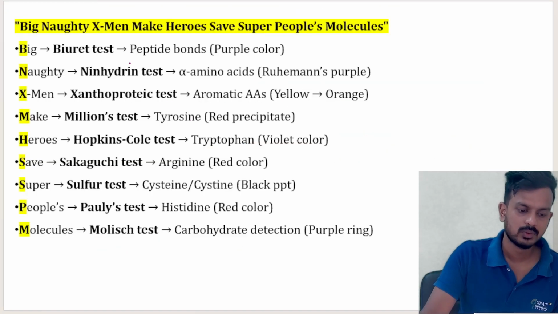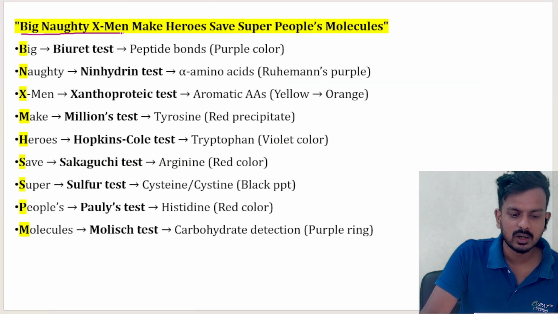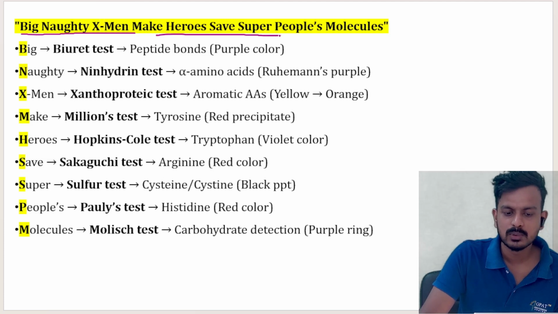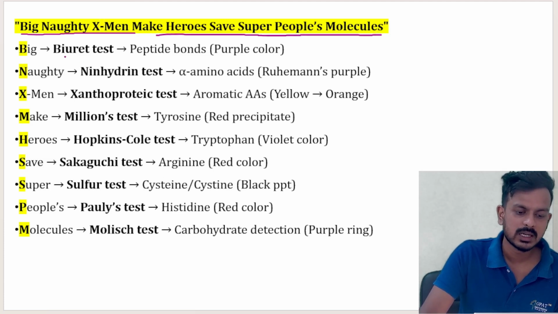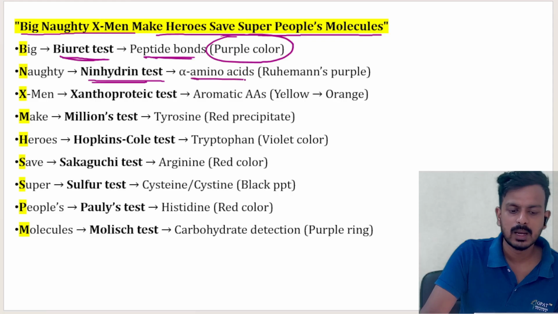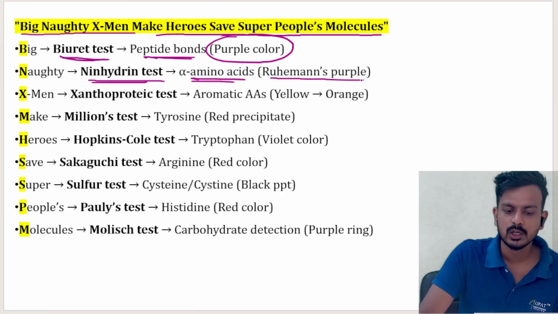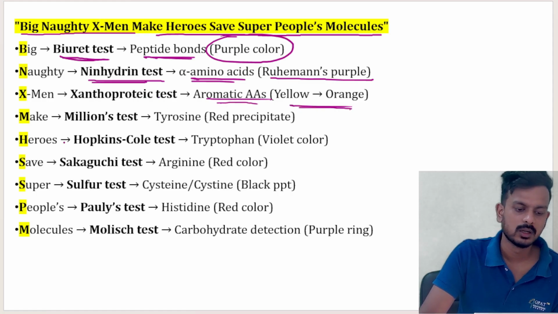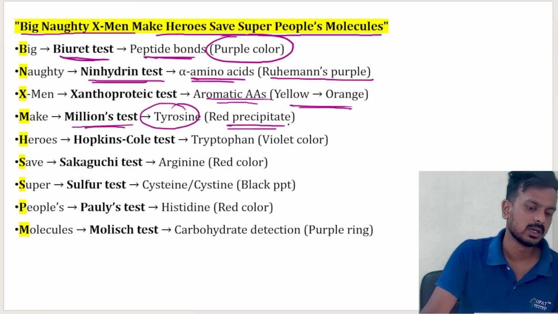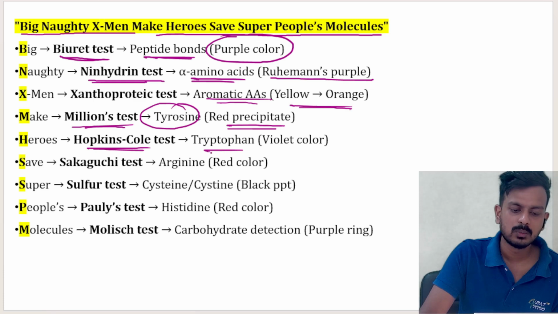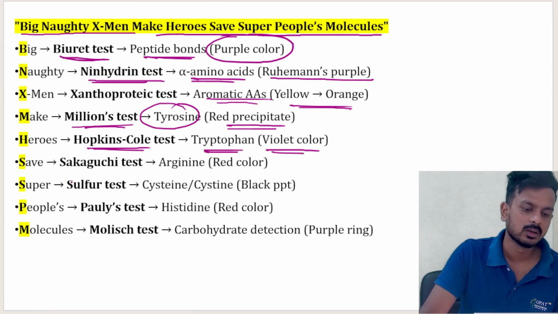The mnemonic is big naughty X-Men makes heroes save super people's molecule. B stands for the biuret test. The biuret test is for the peptide bond linkage and develops a purple color. The ninhydrin test is for alpha amino acids and develops Ruhemann's purple color. The xanthoproteic test is for aromatic amino acids and gives a yellow to orange color. Millon's test is for the detection of tyrosine and gives a red color precipitate. The Hopkins-Cole reaction is for the tryptophan amino acid and gives a violet color.